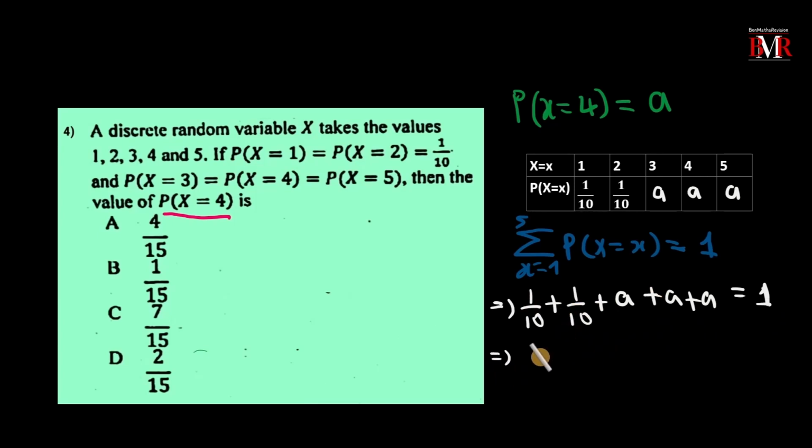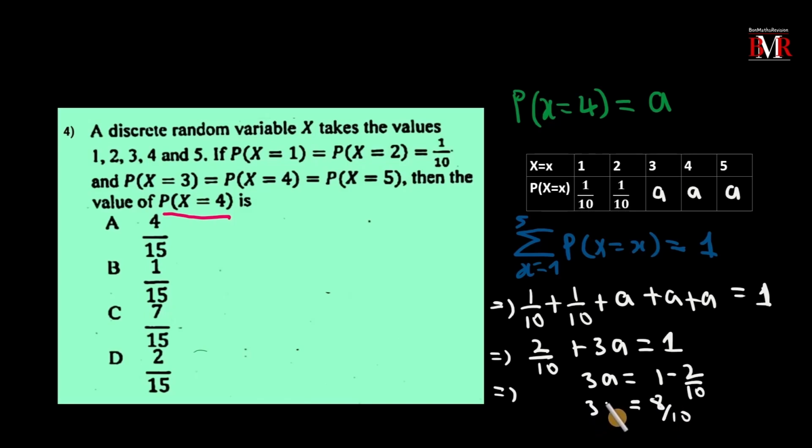That means 1 over 10 plus 1 over 10, which is the same as 2 over 10, plus 3a is equal to 1. That means 3a is equal to 1 minus 2 over 10. That is 1 minus 2 over 10, which is the same as 10 times 1 minus 2, which is 8 on 10. That is, 3a is equal to 8 on 10. So to make a the subject of the formula, I need to divide both sides by 3. That is 3 here all over 3 here. The 3s cancel, I have a.